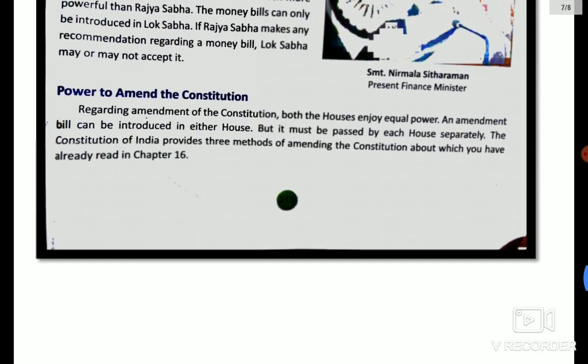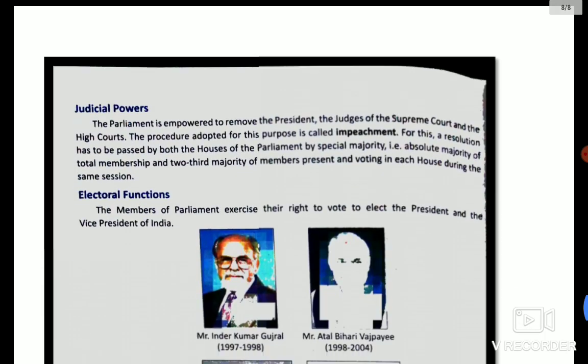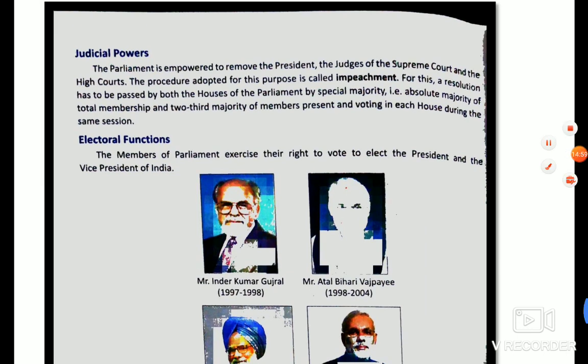Next we came to the power to amend the Constitution. Who has got this power? Both the houses, Lok Sabha and Rajya Sabha. And by special majority, the amendment bill can be introduced in any house, but it has to be passed separately. Then the next topic is judicial powers. This is also one of the powers and functions of the Union Parliament, where we came across the important term impeachment.